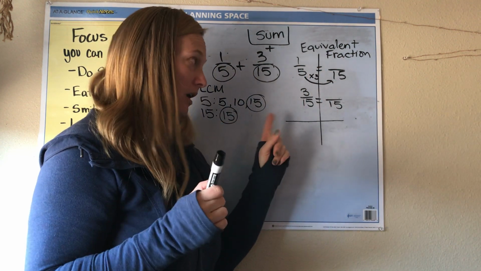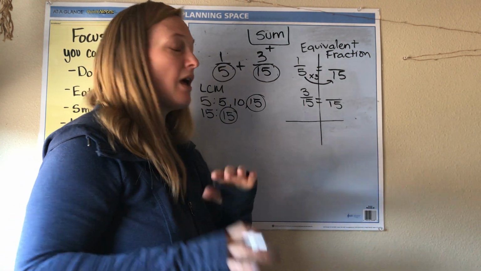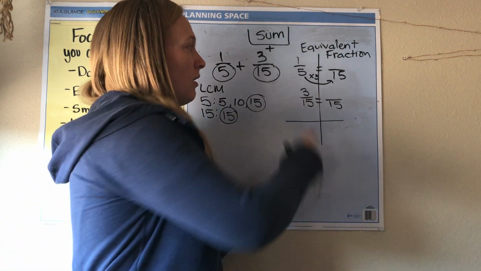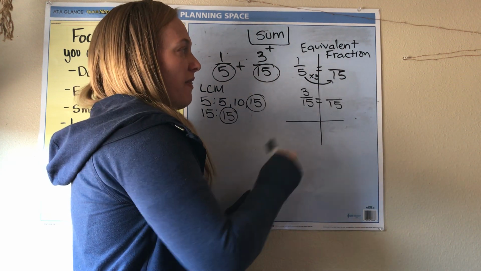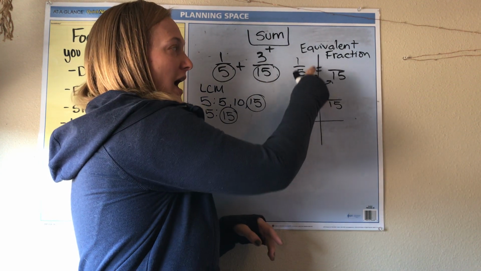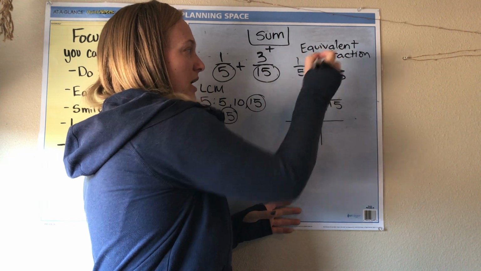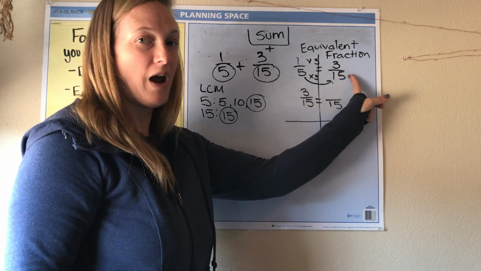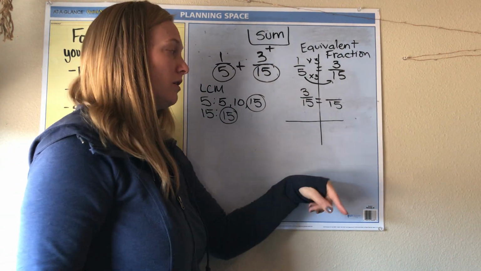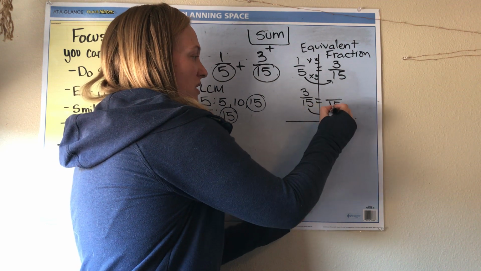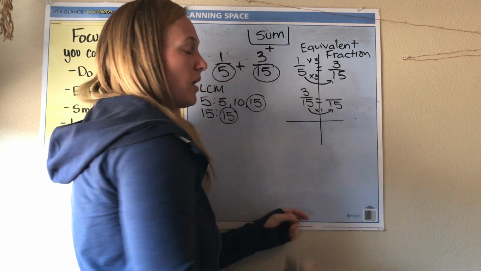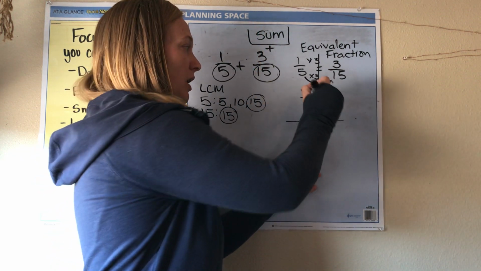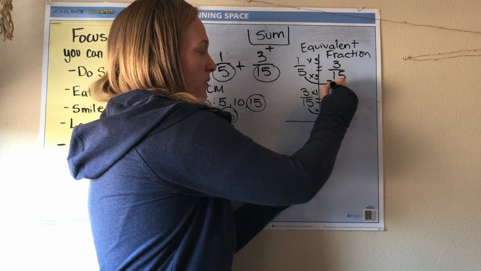Hopefully your paper is looking like my board as I'm showing this. And if you need to pause the video at any time to catch up to me, please go ahead and do that. 5 times 3 equals 15. That means in order for these to be equal, I have to multiply by 3 in my numerator. 1 times 3 is going to give me 3. This is now my new fraction that I'm going to use, my equivalent fraction. Going from 15 to 15, what am I multiplying by? I'm multiplying by 1. It didn't change. So I'm also going to multiply by 1 in my numerator. 3 times 1 is 3.